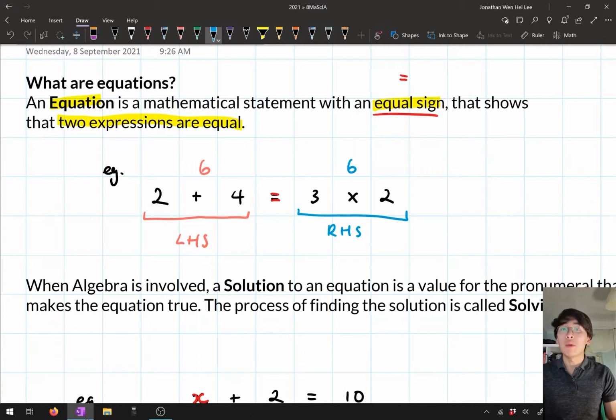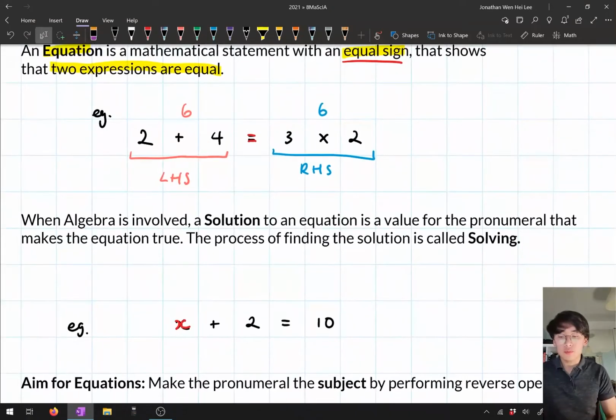In mathematics in particular, we want to work with equations that involve algebra. We want to work with equations where we have an unknown value that we are trying to find. Building off of this, when algebra is involved, a solution to an equation is a value for a polynomial that makes the equation true. So our goal is to make sure that the two sides of our equation stay true, and to find a value for our letter or polynomial so that it is true.